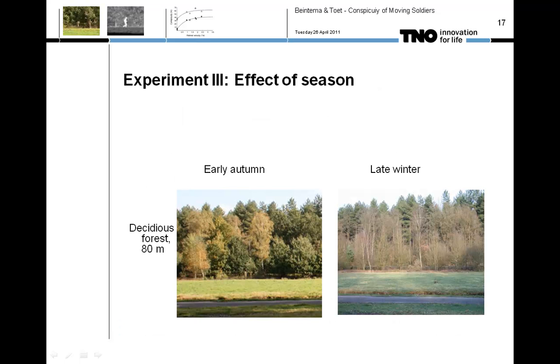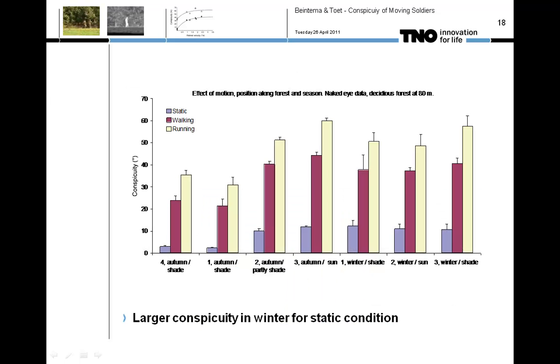The measurements were repeated in winter, after the trees had lost their leaves. The results for summer and winter showed no effect of season, except at target position 1. At location 1, target conspicuity was clearly larger in winter, both in static conditions and in the motion conditions. This increase is probably a result of the absence of leaves in winter, so that the target and its immediate background were no longer in the shade.